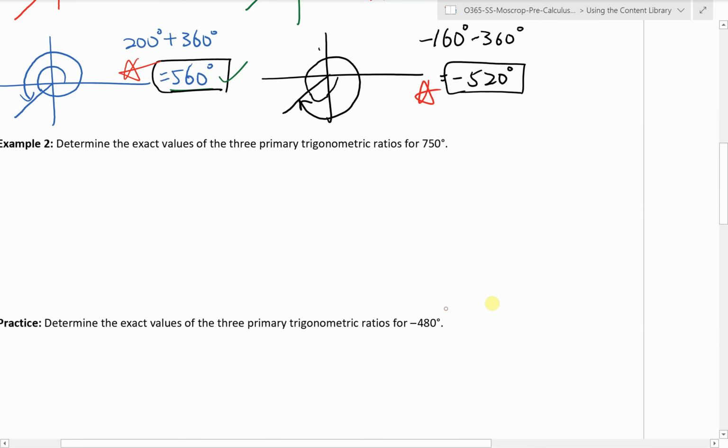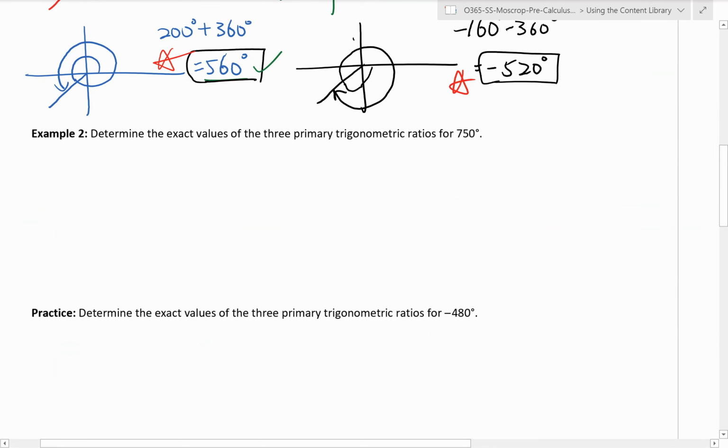Okay. All right. Example number 2 says determine the exact values of the 3 primary trig ratios for 750 degrees. All right. So 750 degrees. I think we did something similar in the previous lesson, but we dealt with angles between 0 and 360. Recall, to figure out the trig ratios, and if we're looking for exact values, what we need to do first is, again, finding the reference angle. Reference angle is key, okay? Now, how do we find the reference angle?